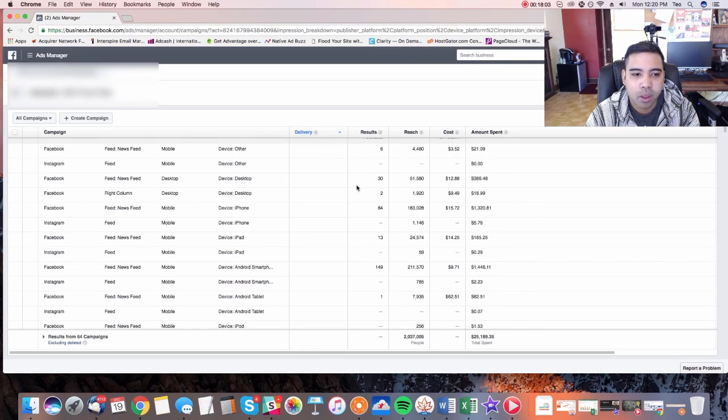Another one right here, Facebook newsfeed desktop is doing a lot better. Actually, it's right column desktop. Surprisingly, right column desktop did a lot better than Facebook newsfeed desktop. Facebook mobile did a lot worse than the desktop for this particular campaign. So you would never know that until you actually go in there and say, okay, I want to just do desktop or I just want to do mobile.